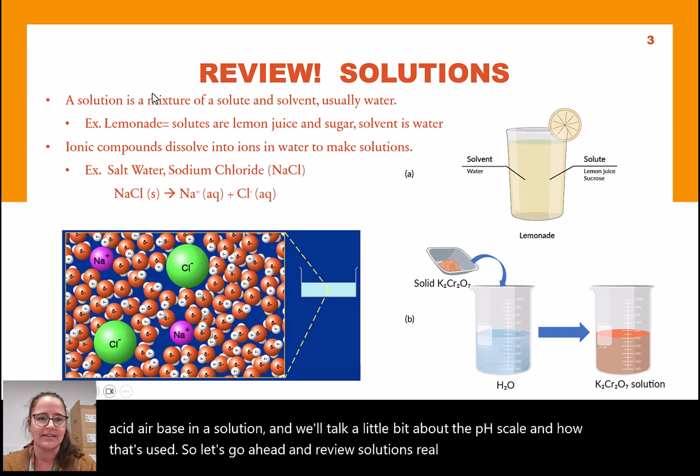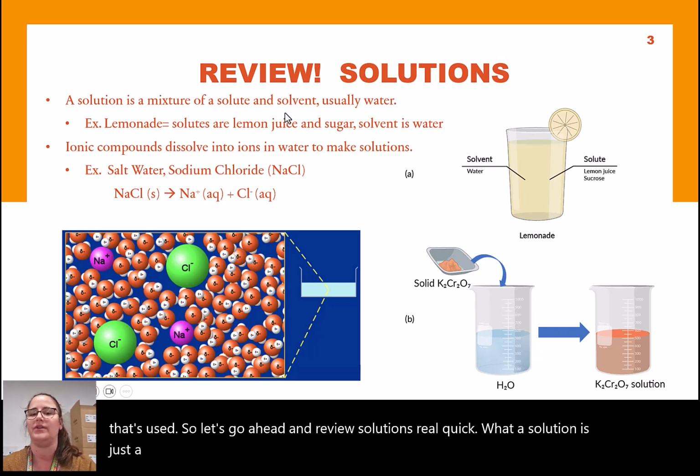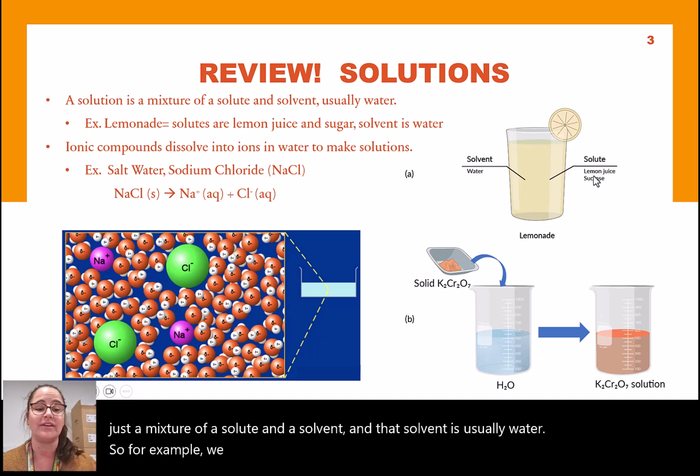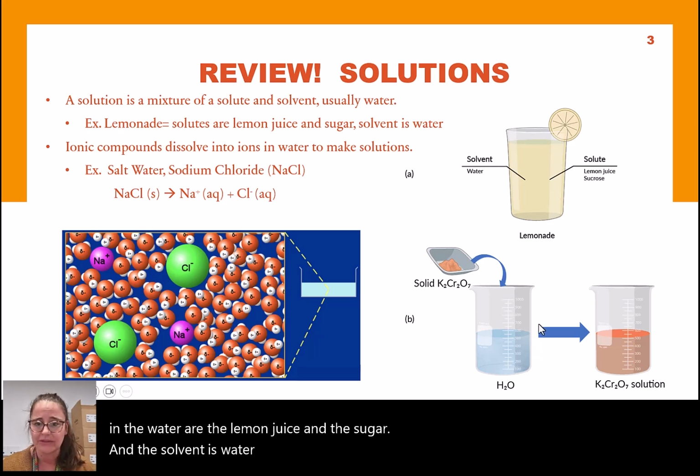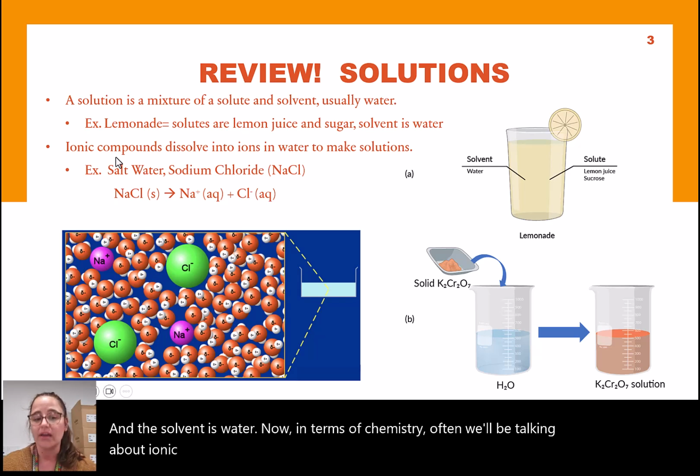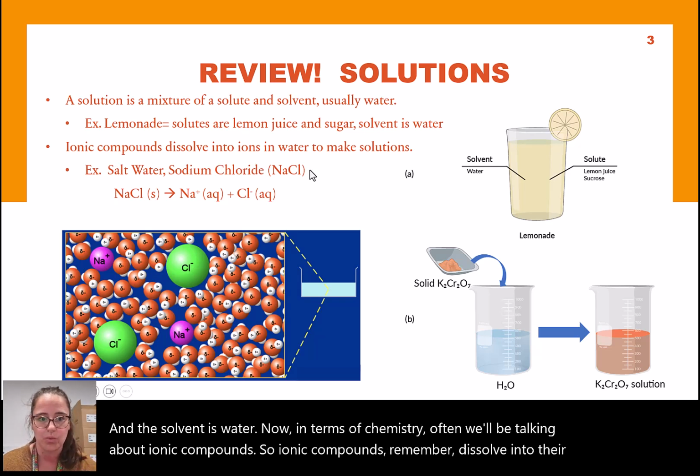A solution is just a mixture of a solute and a solvent, and that solvent is usually water. So, for example, we have lemonade here, where the solutes, the things dissolved in the water, are the lemon juice and the sugar, and the solvent is water. Now, in terms of chemistry, often we'll be talking about ionic compounds. So ionic compounds, remember, dissolve into their ions in water.